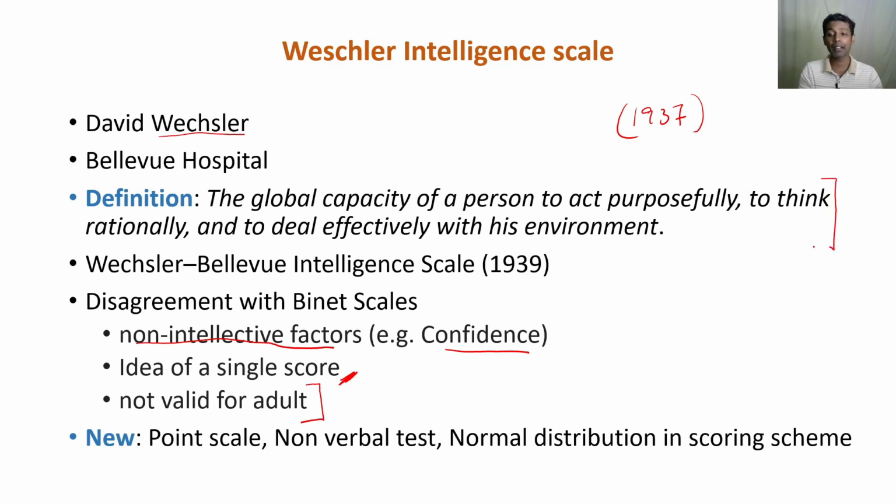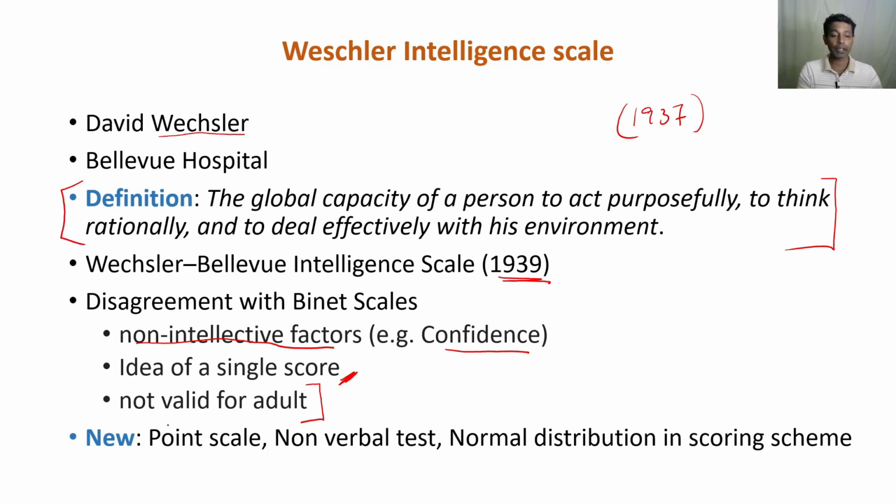This is the base on which he developed his test. The first test was in 1939, known as the Wechsler-Bellevue intelligence test. This is not actually a Wechsler scale; it is considered the first test he developed while he was working in the hospital. What are the differences he proposed in the Wechsler intelligence scale? Not all contributions were made in a single scale; different versions added them at different points in time.